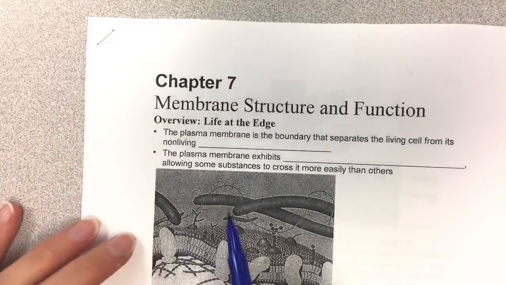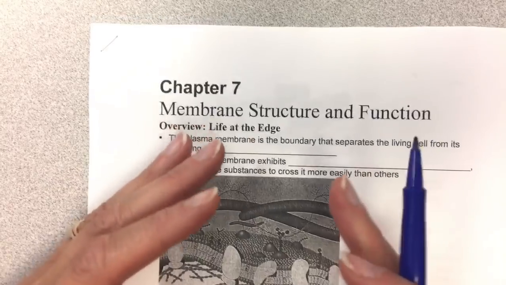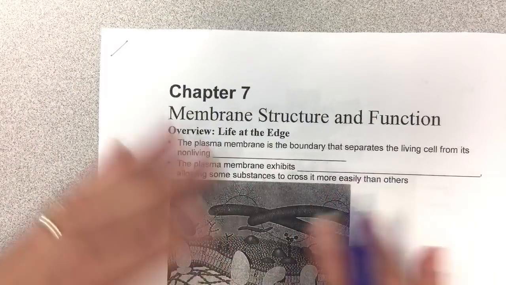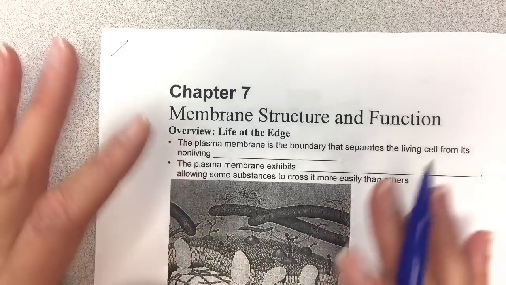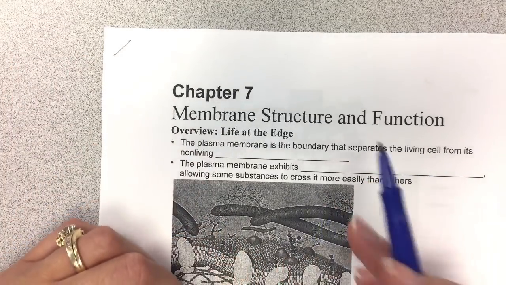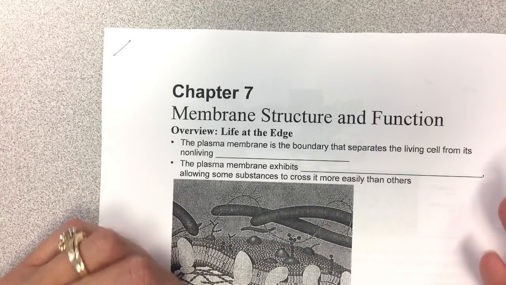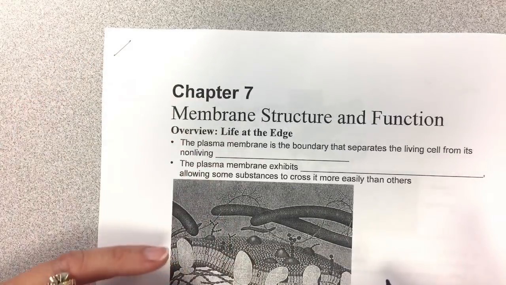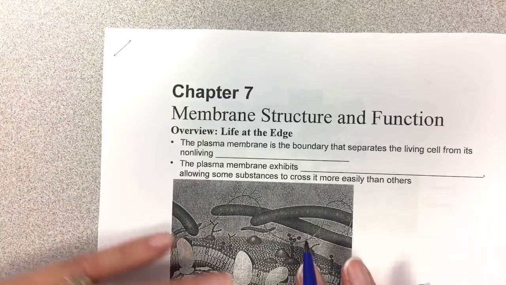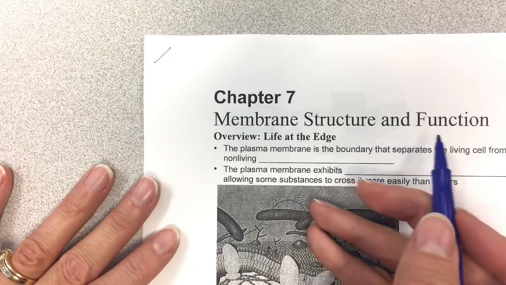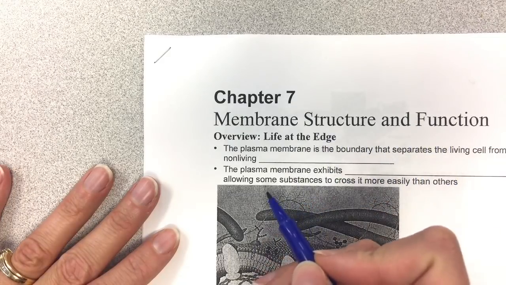Okay, so chapter 7 is all about the cell membrane. Chapter 6 was all about the different organelles and so on. While one of those structures is the cell membrane or plasma membrane, there's enough to it to devote a whole chapter to it. So it's all about the membrane, both its structure and its function. And we know a little bit about the structure.